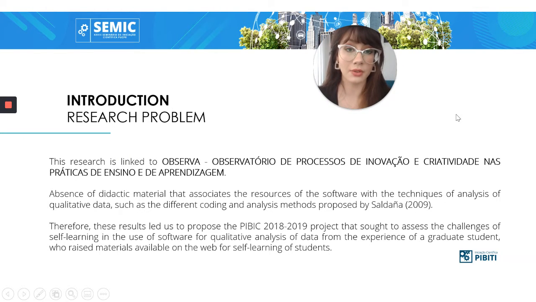So, first of all, this research is linked to Observa, which is the Observatório de Processos de Inovação e Criatividade nas Práticas de Ensino e Aprendizagem. Due to the lack of material that would articulate the use of Atlas TI with the theory of qualitative data analysis, this project was proposed.